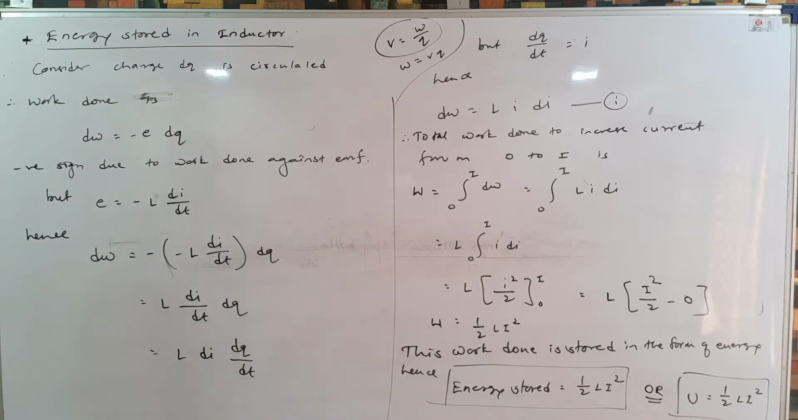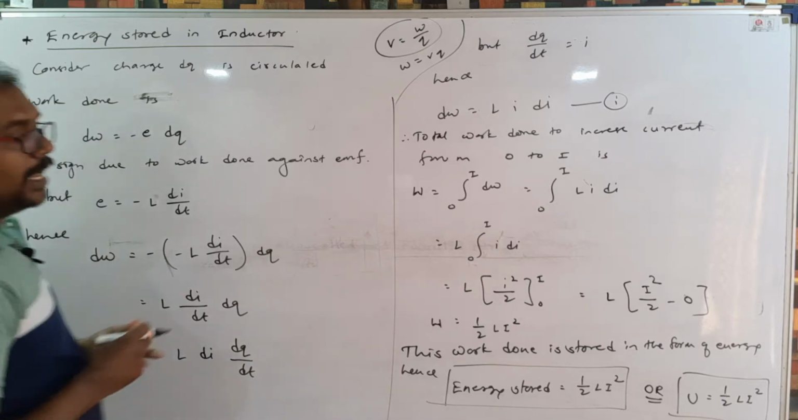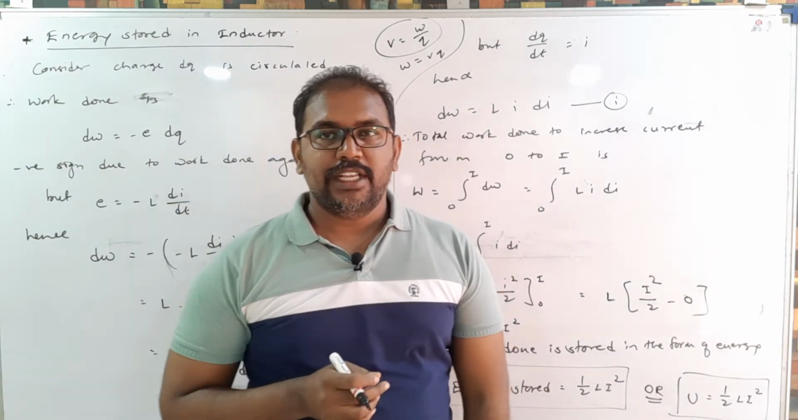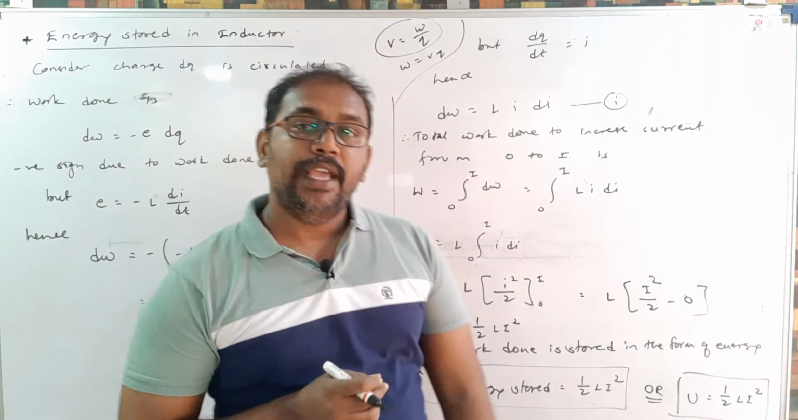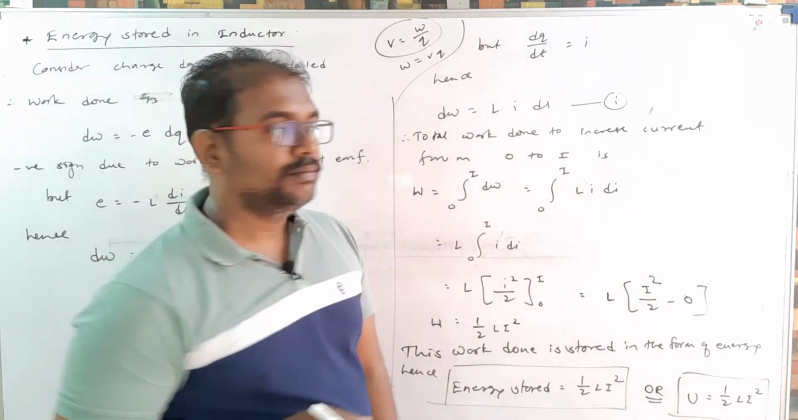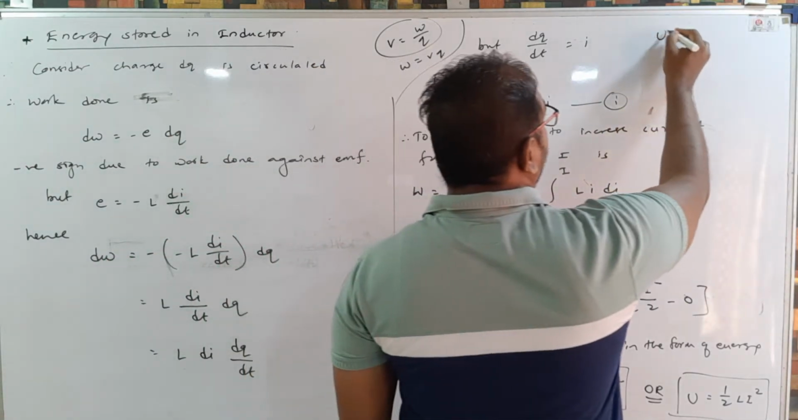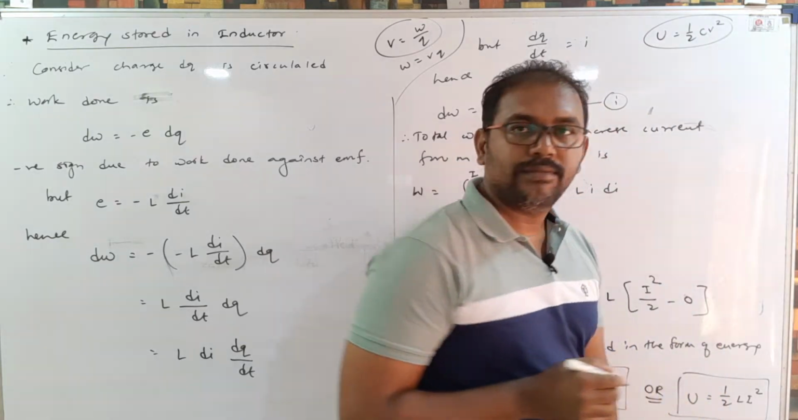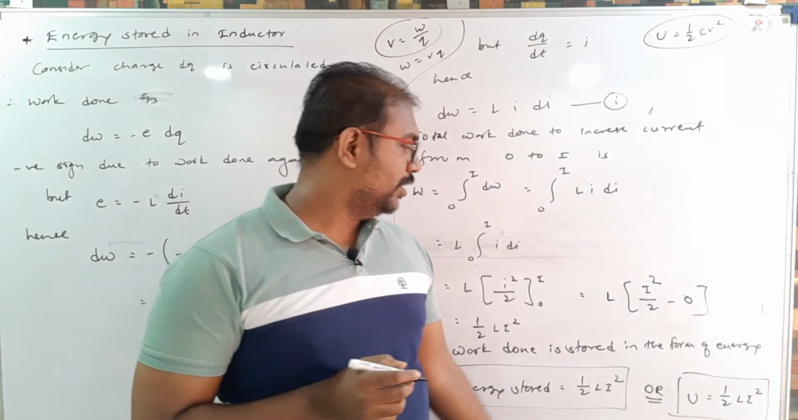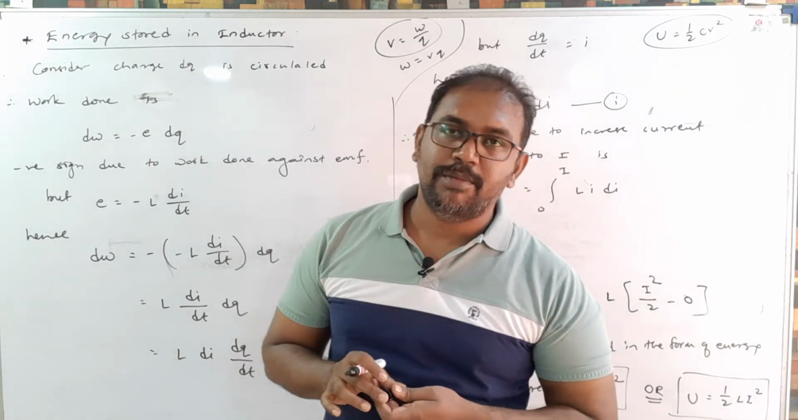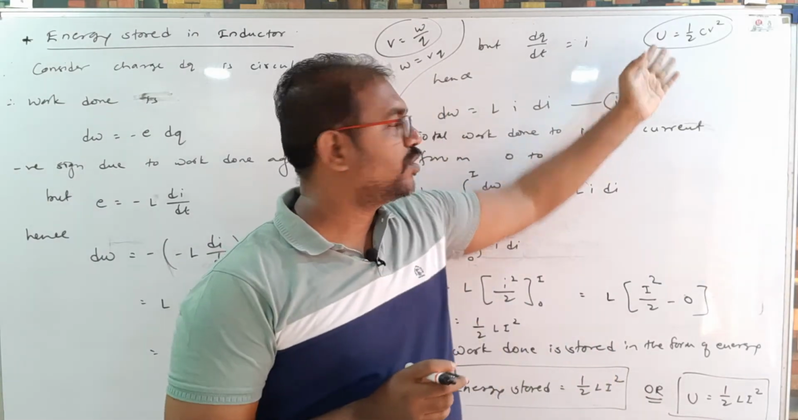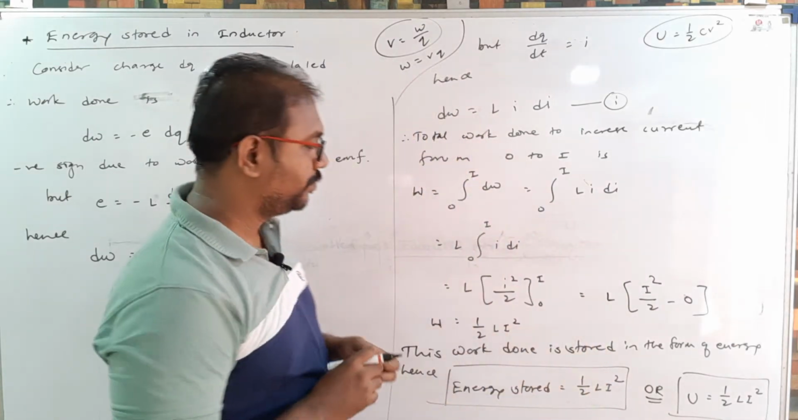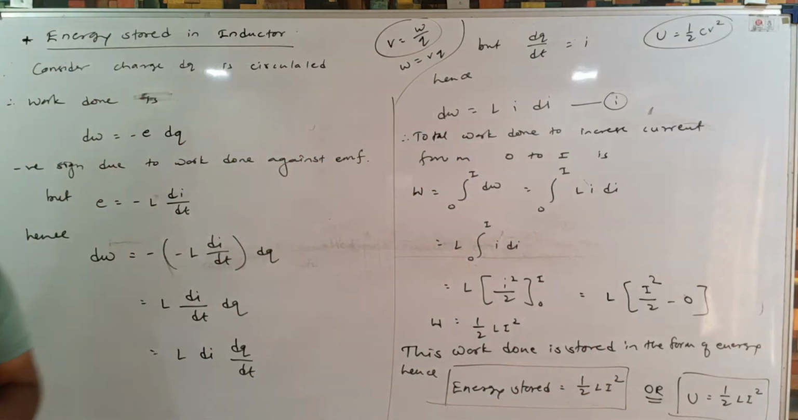And this energy stored is analogous to the electrostatic energy stored. In the electrostatic chapter we learned that the energy stored by a capacitor is half CV square. And here the energy stored by an inductor is half Li square. Magnetic energy, this is electrostatic energy. So both the energies are analogous. You can see the same type of formulas here.